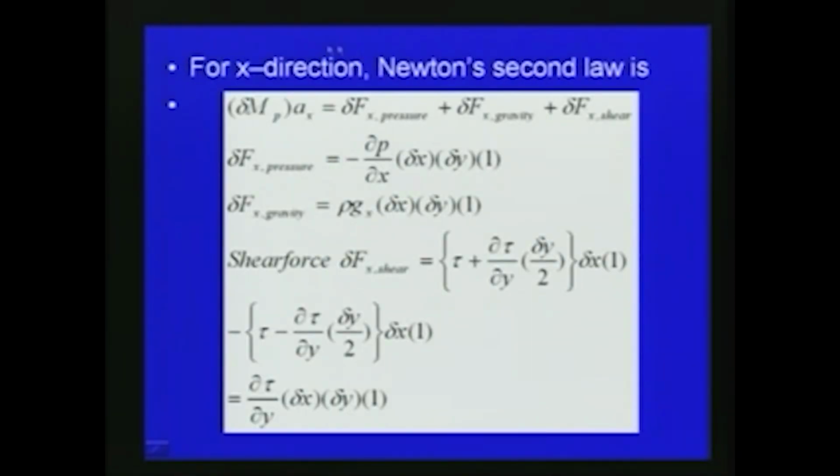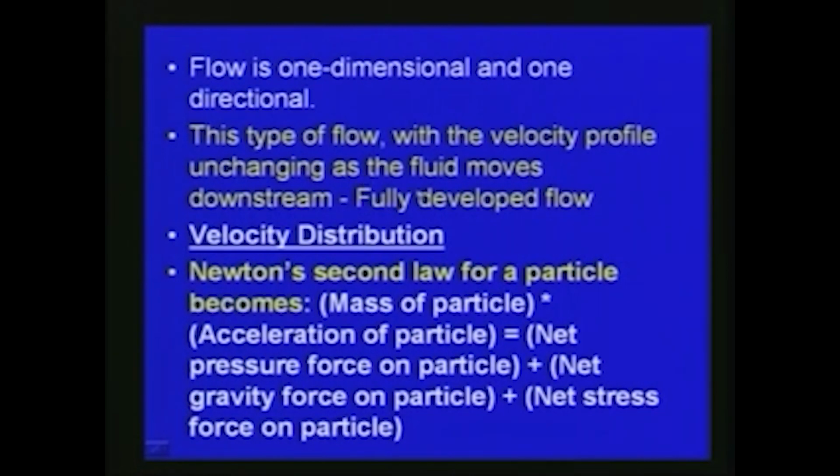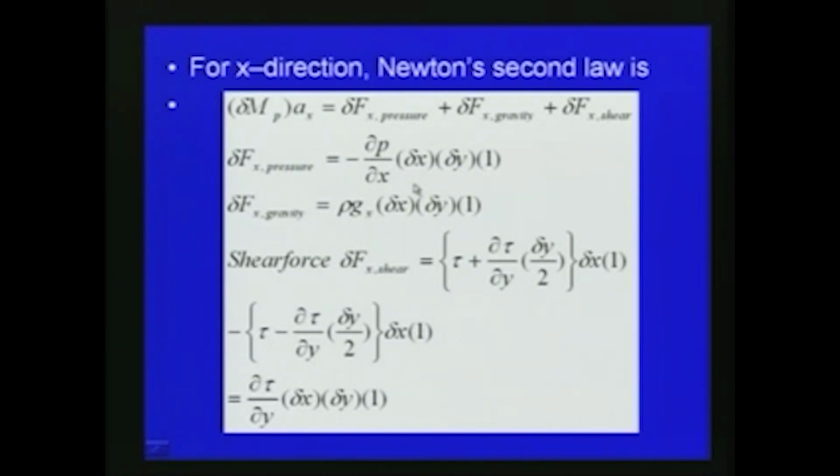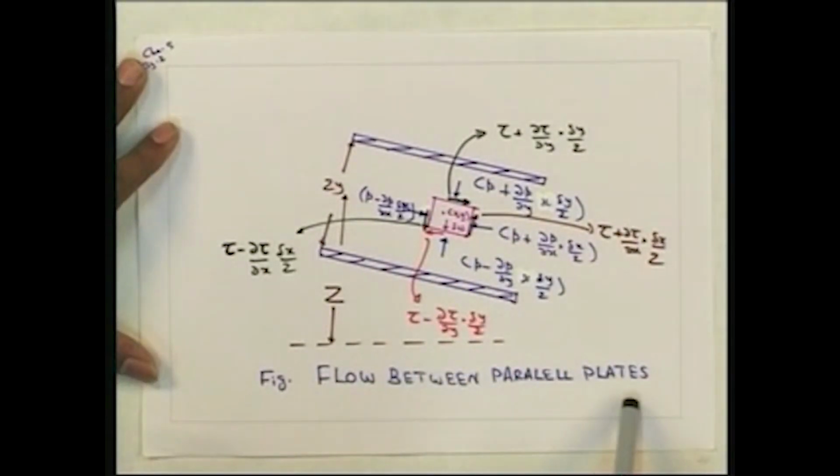For the x direction, from Newton's second law, we can write mass into acceleration is equal to pressure force plus gravity force plus shear force. If we consider a small fluid element for which the mass is delta mp and its acceleration is ax in x direction, that is equal to delta Fx pressure plus delta Fx gravity plus delta Fx shear. Now we can write down the expression for this, and we will consider a control volume, that means the fluid flow between parallel plates is here.